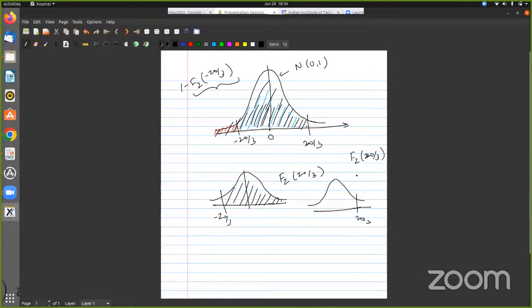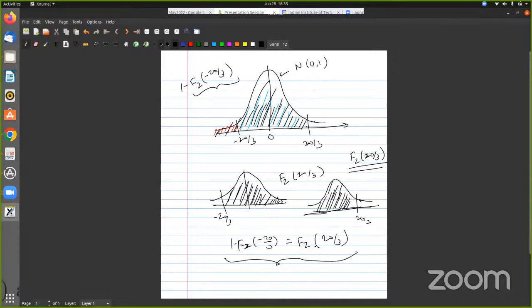What I'm saying is, what is Fz of 20 by 3? The right hand side? Yes, up to that point. Fz of 20 by 3 is this one, na? Left side. Yes, sir, it will go from minus infinity to this point. So this area and this area, is it same or different? Same. So I can say 1 minus Fz of minus 20 by 3 is same as Fz of 20 by 3. Can I say this?